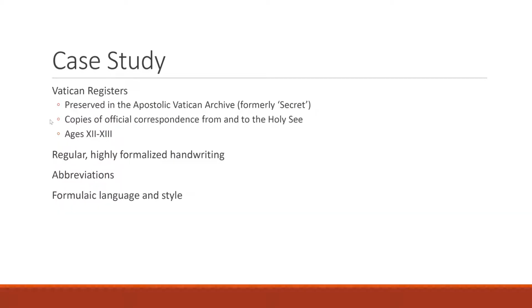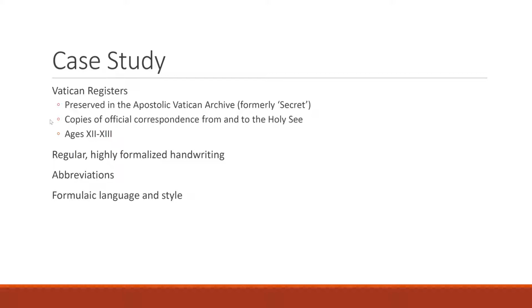So our case study are the Vatican registers. The Vatican registers are a very important collection that is preserved in the Apostolic Vatican Archive, which was formerly the Vatican Secret Archive, and is a collection of copies of the official correspondence to and from the Holy See. So everything that the Pope was writing in a formal occasion was then transcribed on these registers and preserved.